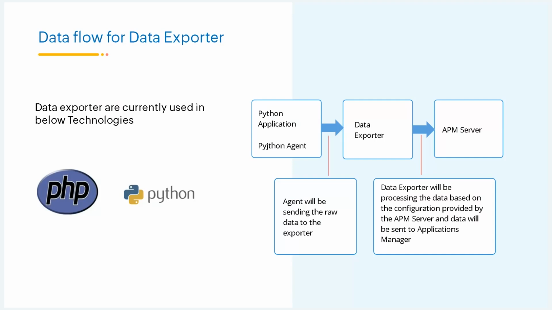The Applications Manager server will receive the transmitted data from the data exporter, store the data in a centralized repository, and provide the user interface for monitoring and analyzing the application performance, traces, and metrics. So system administrators, developers, or the IT team can make use of this data to monitor the health, performance, and traces of the application, which will aid in identifying bottlenecks or performance issues and optimize the application behavior.